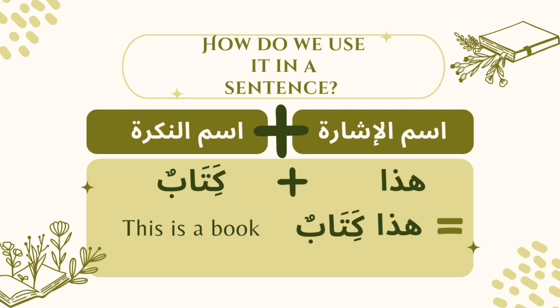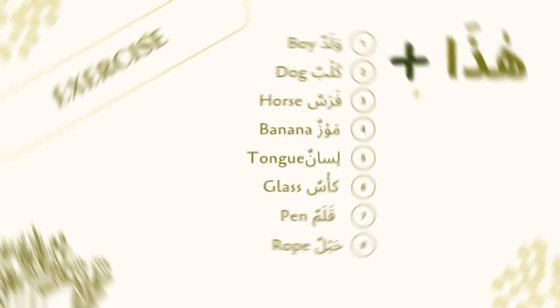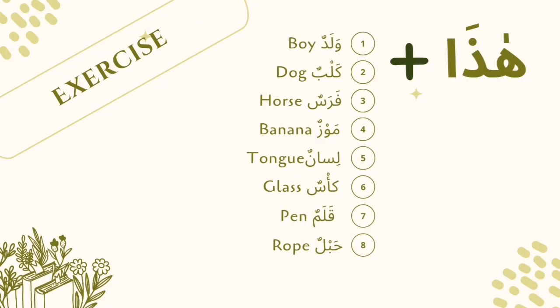So how do we use this Asma'ul Ishara in a sentence? Easy. Ismul Ishara plus Ismul Nakira. Ismul Nakira can help it to convey a complete meaning. هذا plus kitabun. هذا kitabun. This is a book. So, shall we try this little exercise? You can pause the video if you want.